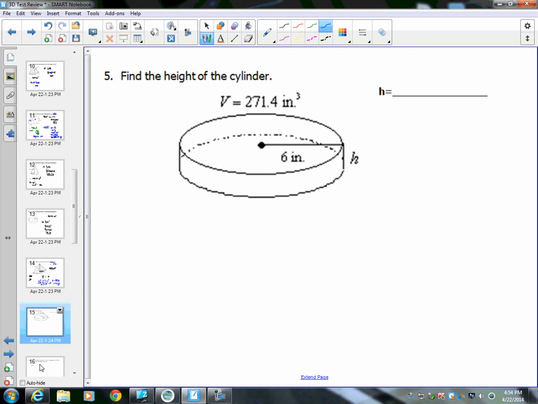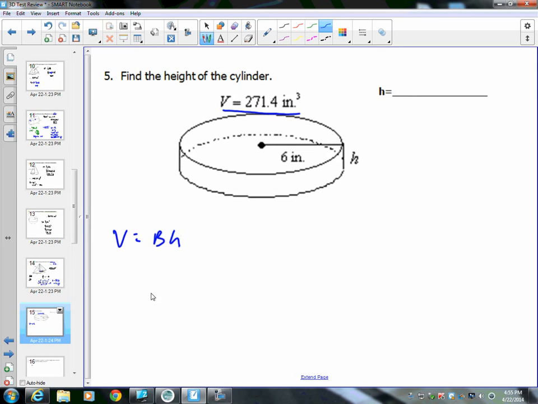Next question, it says find the height of the cylinder. In this case, it actually tells us the volume right here. It says the volume is 271.4 inches cubed. Why does it tell us the volume? Because we know that the volume of a cylinder is big B times h. Why do we care? Because h is what we're looking for. I have the radius, so that can help me find the area of the base, and I already know the volume, so it'll help me cancel out everything to find height by itself.